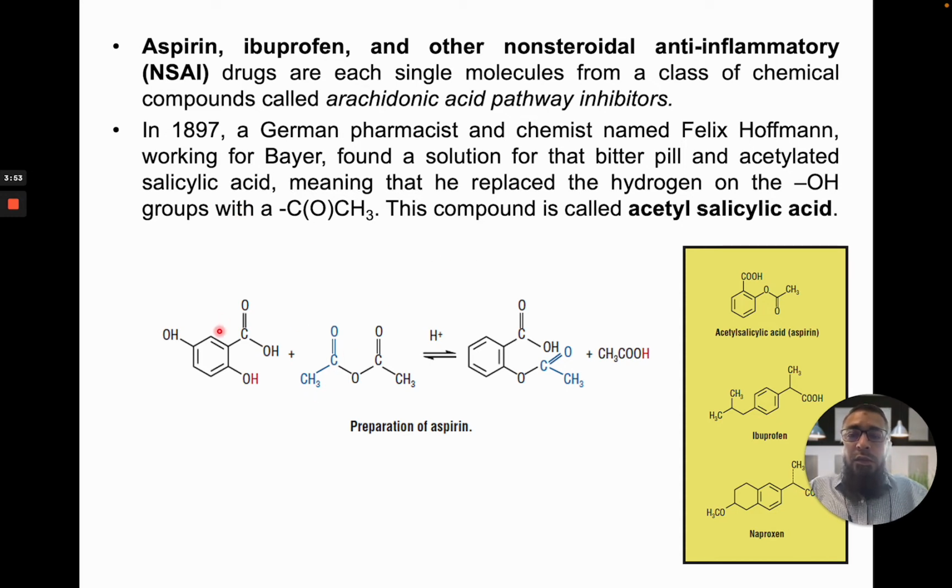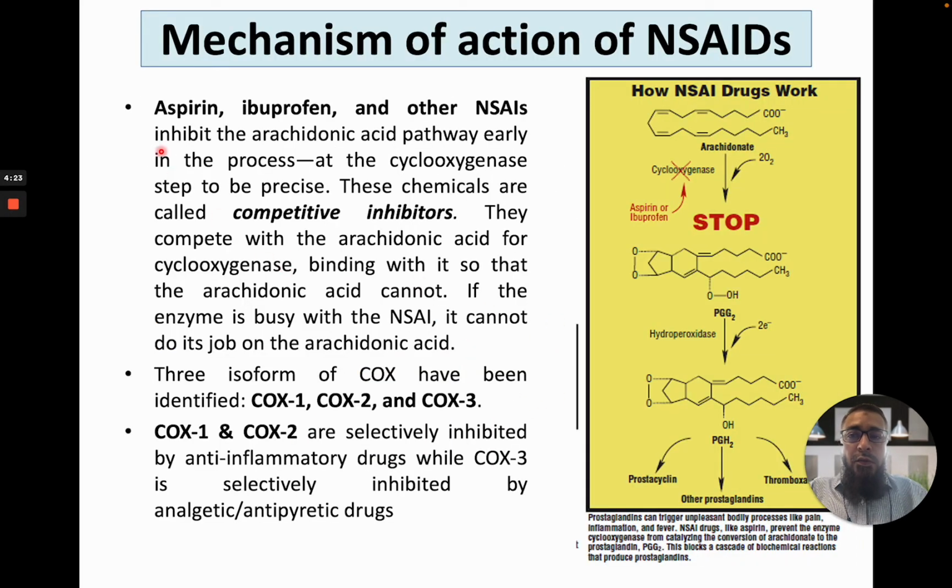This is the synthesis of aspirin, which was performed in 1897. It is the acetylated form of salicylic acid. This is salicylic acid, and this is acetic anhydride, which in acidic condition converts salicylic acid into acetylsalicylic acid, which is also called aspirin. So what is the mechanism of the NSAIDs?